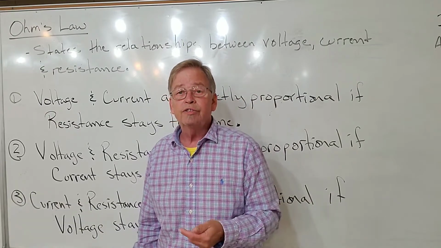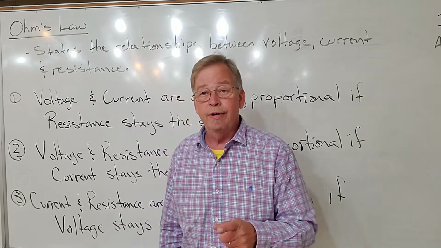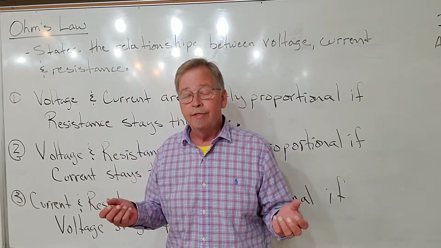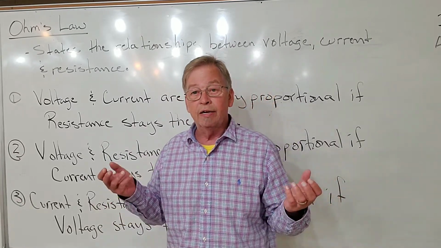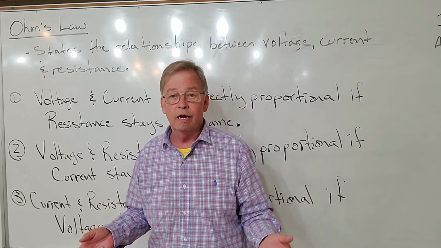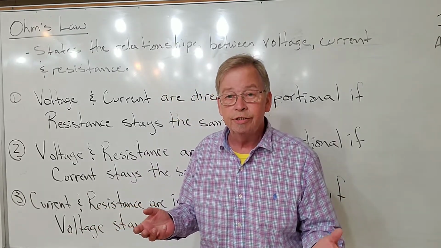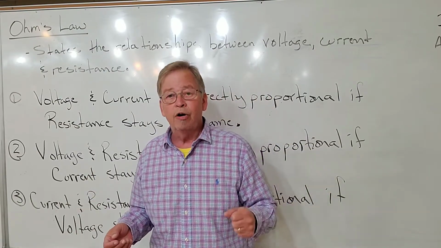So voltage and current, the force that makes it go and the go, are directly proportional. If I double one, the other one's going to double. If I cut one in half, the other one's going to be cut in half. This is a directly proportional relationship. All right, so we've got voltage, current, resistance.